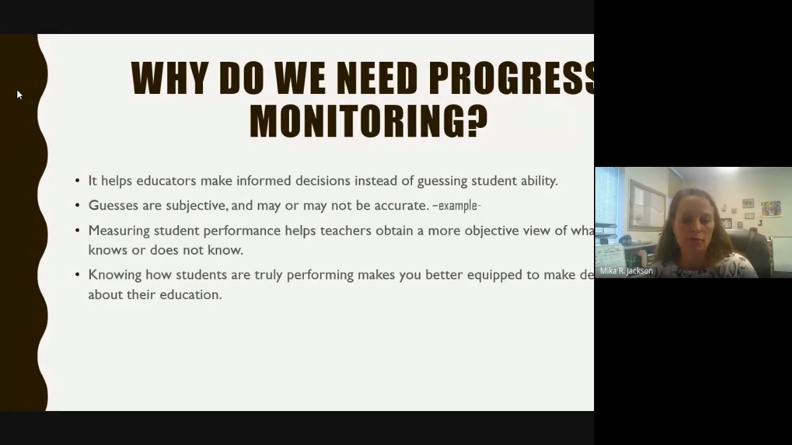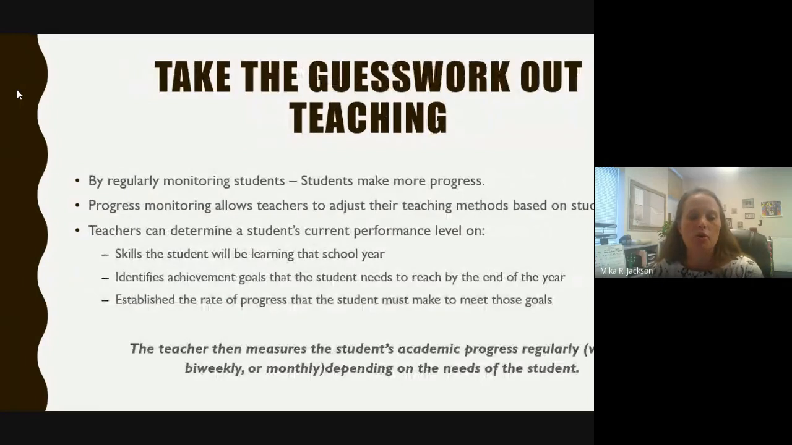So measuring student performance will help us obtain a better view of what our students know and what we still need to teach them. And when you know how your students are performing, then it's better for them, and it's easier for you to make decisions on what to teach and the plan that you need for each individual student. So progress monitoring takes the guesswork out of teaching. When you monitor your students, you know them, you're able to teach them, and then they make the progress. So progress monitoring allows you to adjust your teaching methods based on student needs.